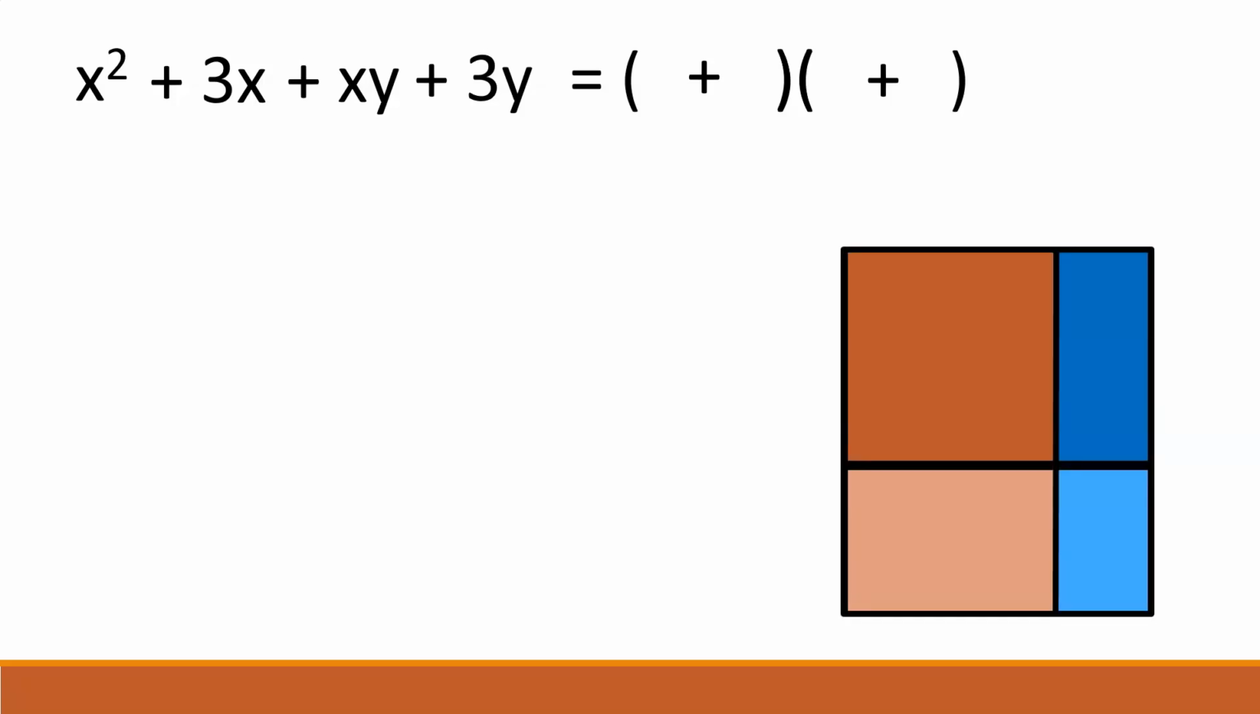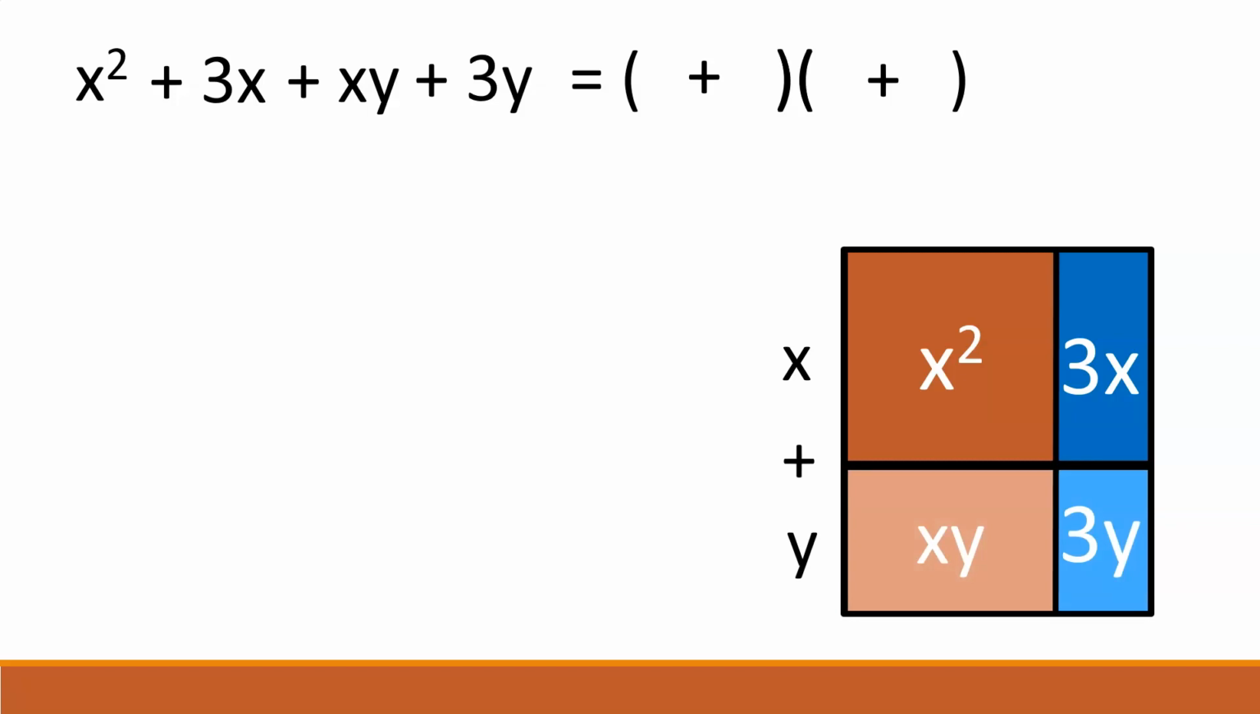Since it's the product of two binomials, we can represent it with an area model. And what we'll be able to do is say that each term of our polynomial represents an area of one of the 4 smaller rectangles within our area model. So now we'll look at the first row of our area model, the x squared and the 3x, and we'll notice that there's a common factor of x between those two terms. The second row, the xy and the 3y, have a common factor of y.